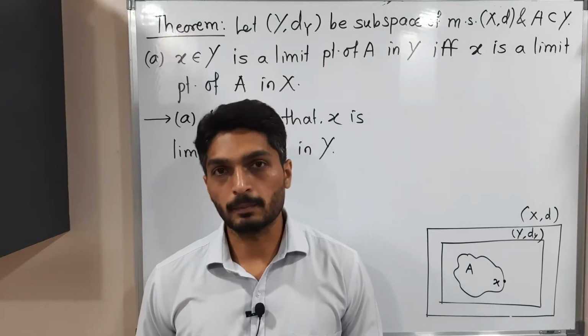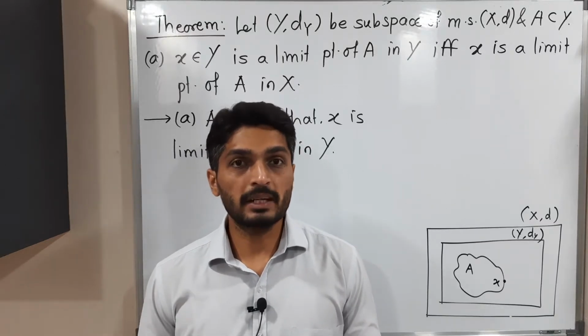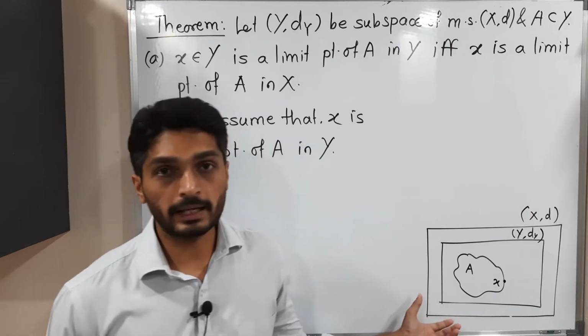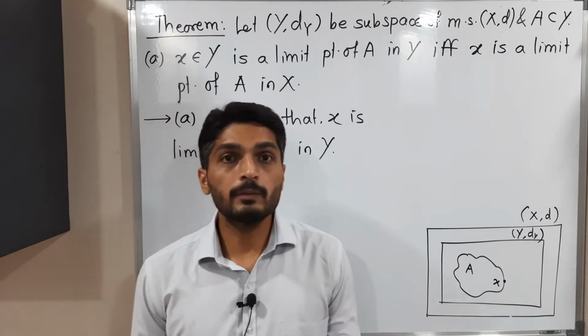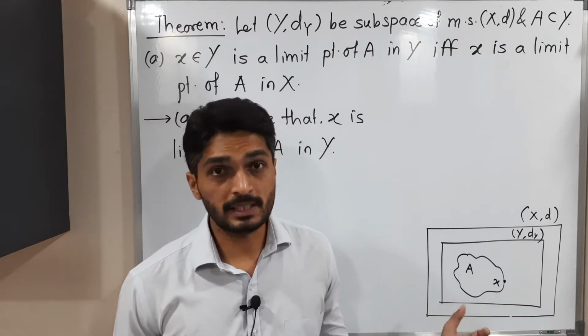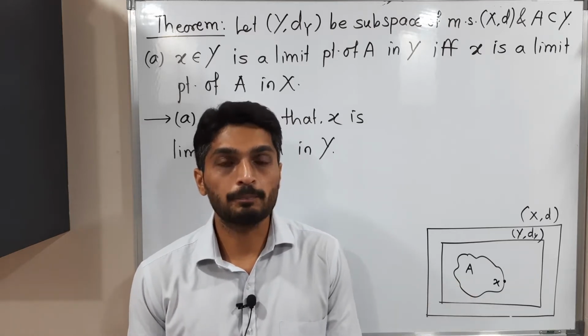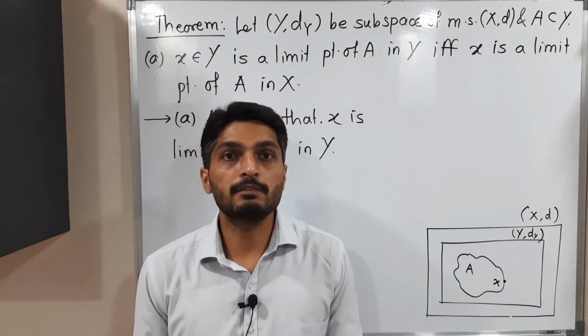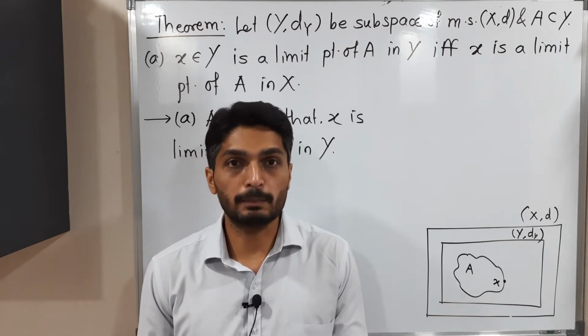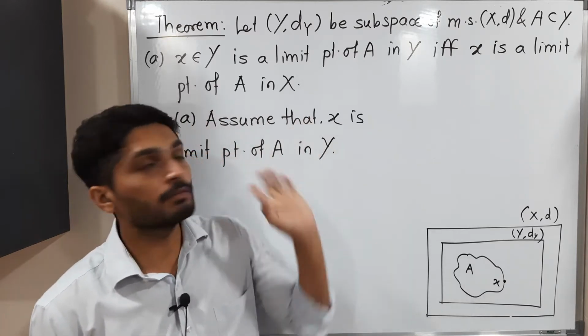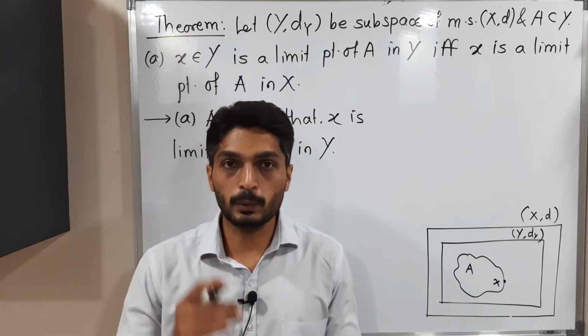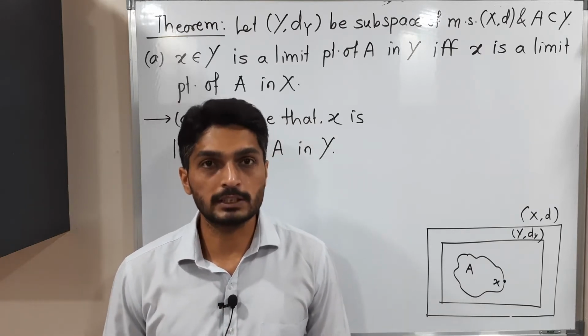Let's discuss this theorem. In this theorem, we have a metric space X, d. In this diagram, I have shown that Y, d_Y is a subspace of the metric space X, d, and A is a subset of Y. With the help of this basic information, we have to prove two statements. Out of these two, only one statement I have written here. First, we will prove this one. After that, we will go for the next statement.